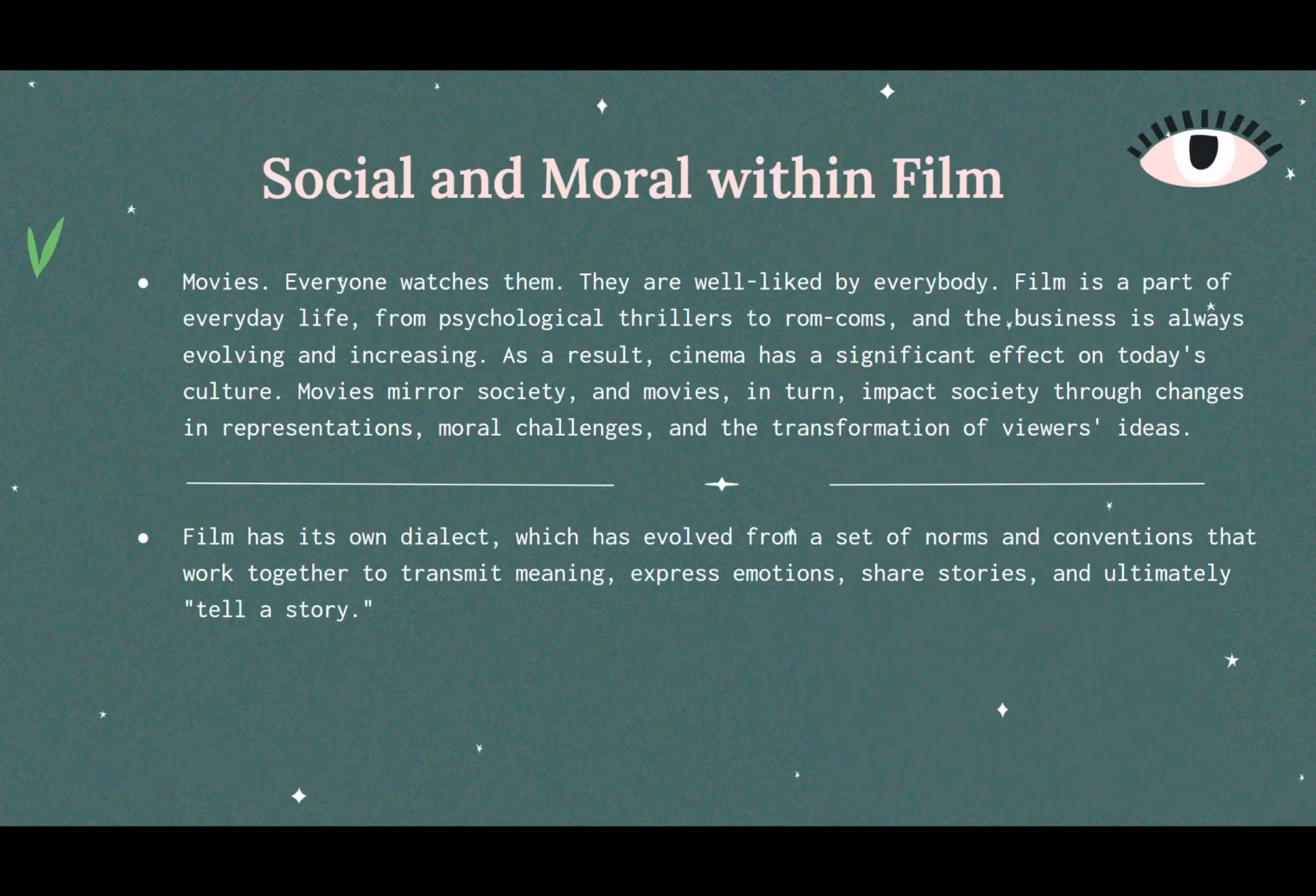My study was social and moral within film. Film reflects society, and in turn has an influence on society through changes in representation of moral challenges and the changing of viewers' attitudes. From thrillers to rom-coms, film is a part of everyday life and it has a big influence on today's culture.